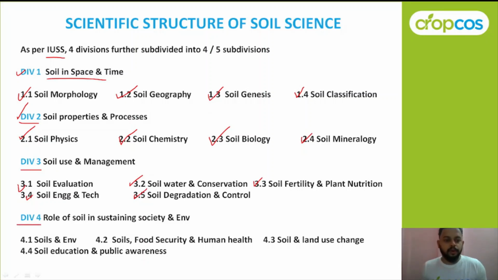Lastly, we have the role of soil in sustaining society and environment. Here it is divided as soil and environment, soil, food security and human health, soil and land use change, and soil education and public awareness. So all the topics in the entire curriculum of your BSc Agriculture, especially with reference to soil science, this complete outlook shows which divisions we will cover. Okay, so this is the entire outlook.